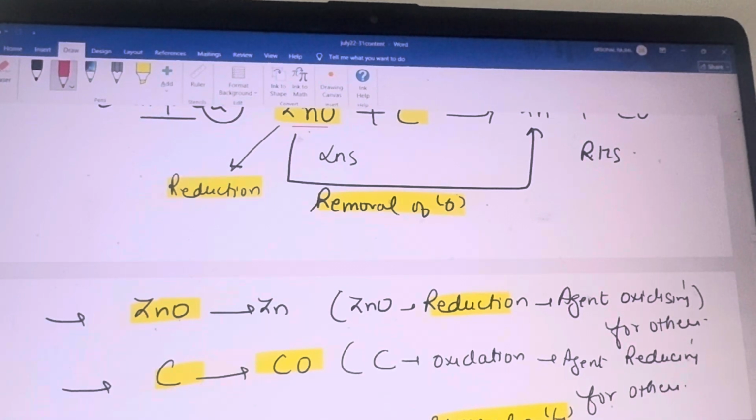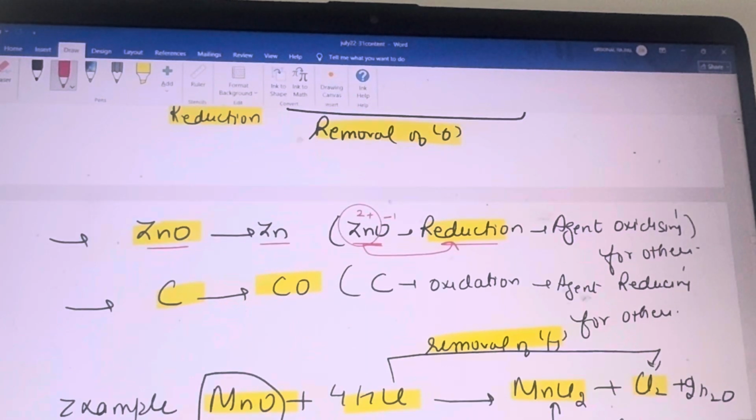Again I'm explaining, ZnO से Zn बन रहा है तो you can say ZnO is undergoing reduction. और अगर आपको specifically बोलना है तो आप बोलोगे मैम इस ZnO में Zn 2 positive is undergoing the reduction process ma'am. And if I'm just going to say this carbon is converted into CO, again you focus on this carbon left hand side, so this carbon is undergoing oxidation. तो ये agent कौन सा है? It is a reducing agent for others.